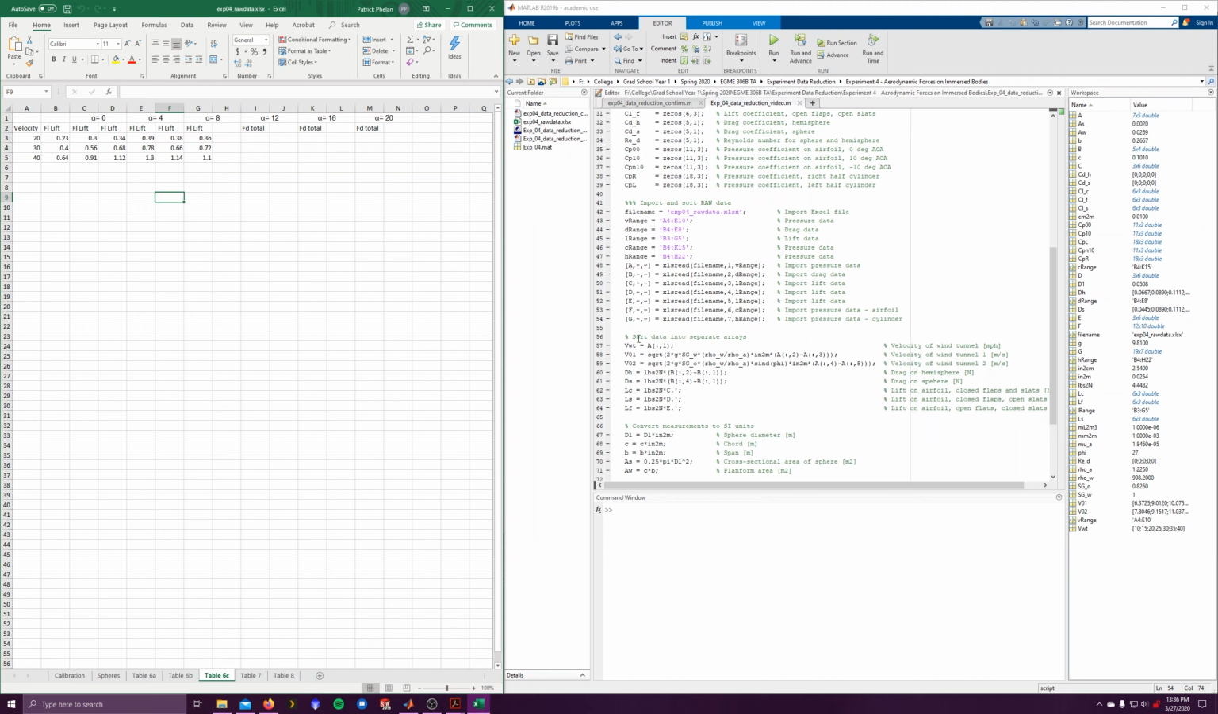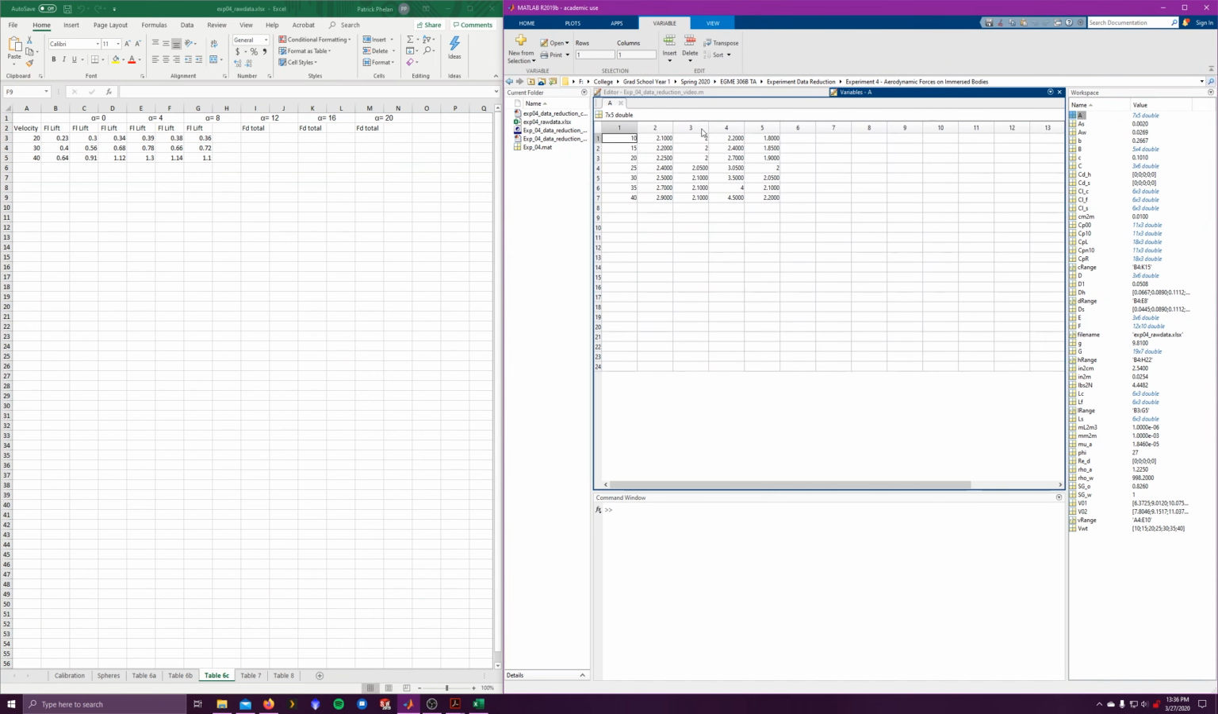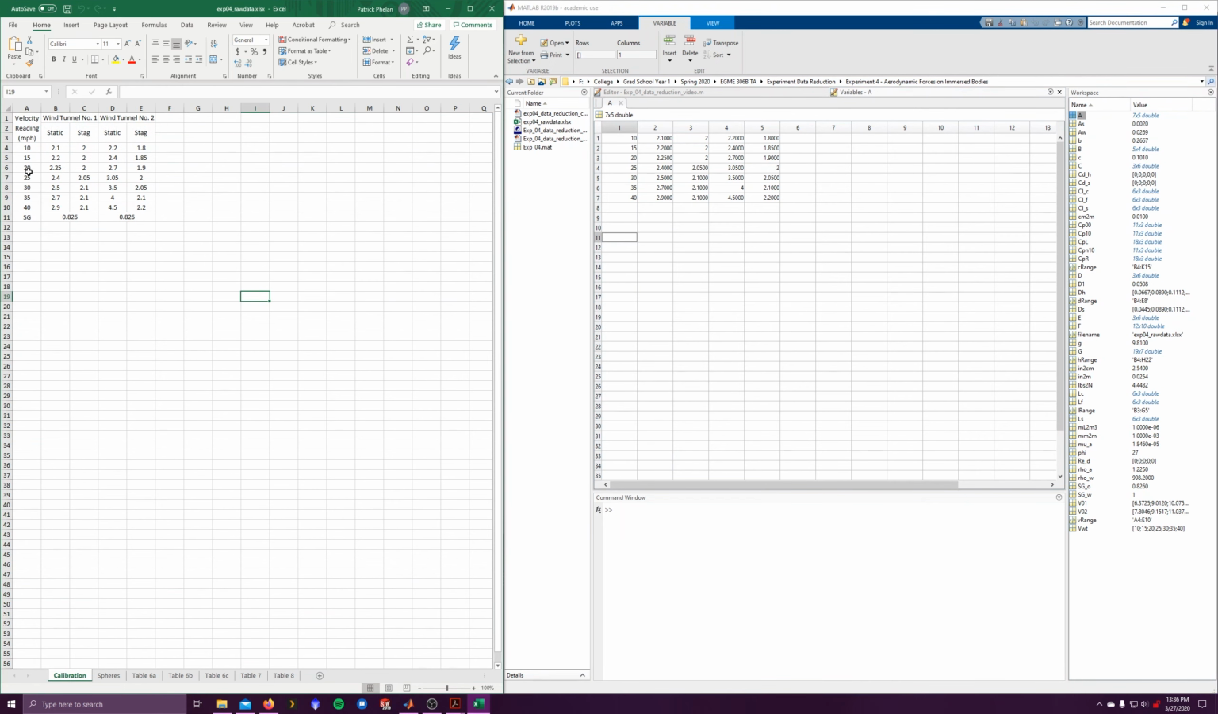Okay, then I sorted the data into separate arrays. So the first one is the velocity for the wind tunnel in miles per hour. Okay, so that was from A that I made here. So I want to get all of the rows in this first column. And basically, if I go over to Excel, that's going to correspond to that selection right there.